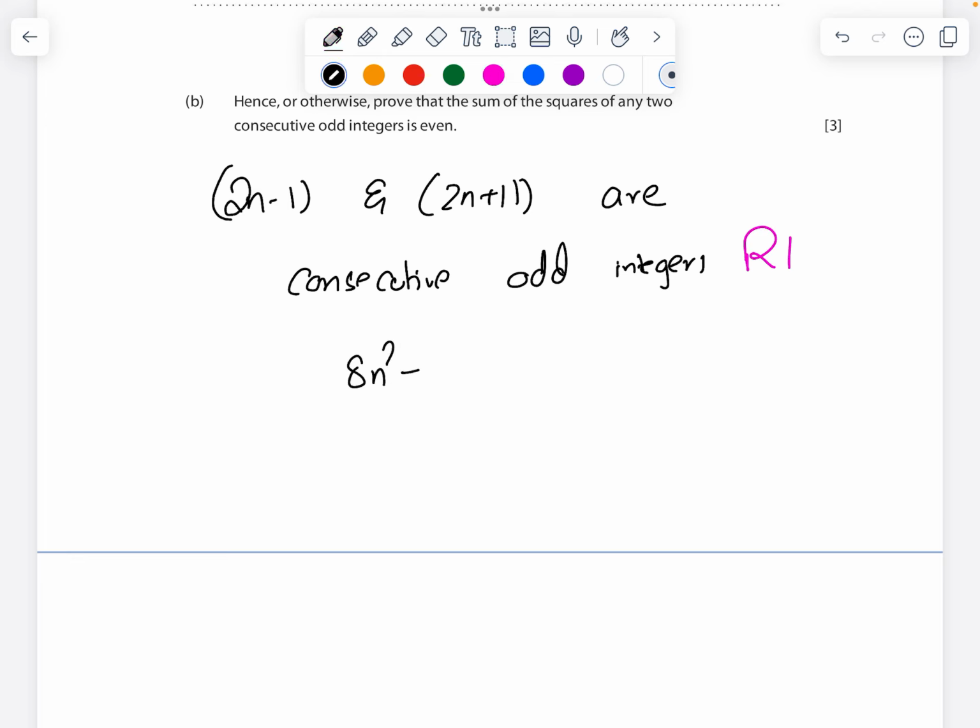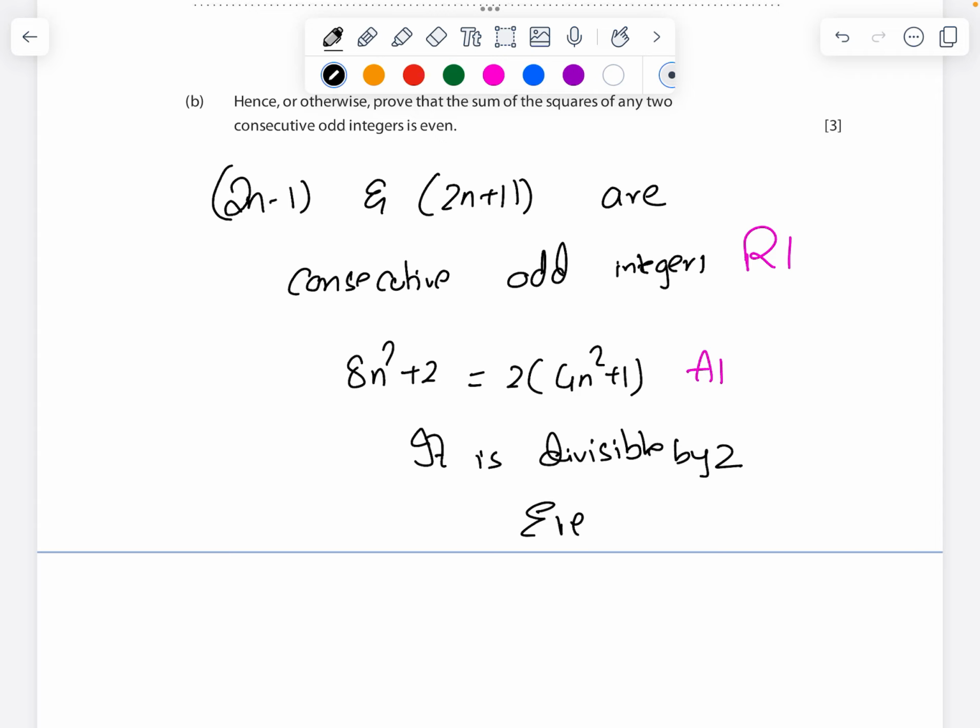So 8n square plus 2 is 2 times 4n square plus 1. This is my another accuracy 1 mark. Therefore, it is divisible by 2. So therefore, it is even. So this is another accuracy 1 mark and answer given.